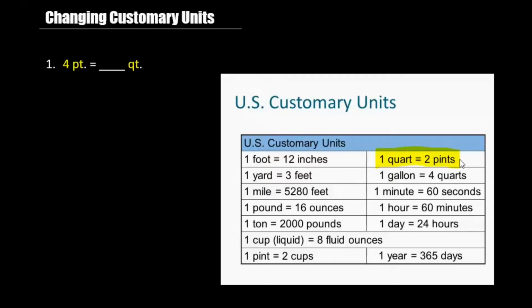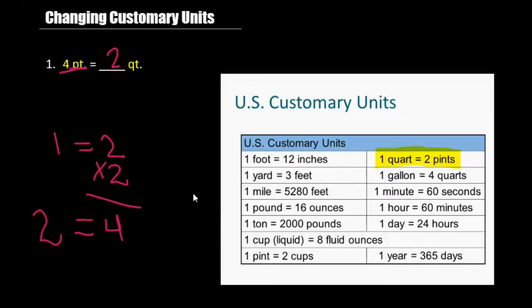So 1 quart is equal to 2 pints. But here we have 4 pints. So that basically means 2 quarts. 4 pints is equal to 2 quarts. We know that because if 1 quart is equal to 2 pints, then we have to multiply by 2 to double the amount of pints. 2 times 2 is equal to 4, and we have 4 pints. So 4 pints is basically 2 quarts. Let's go to the next question.